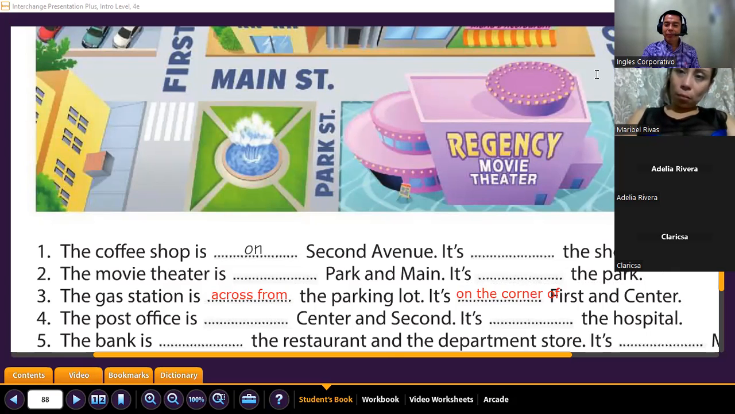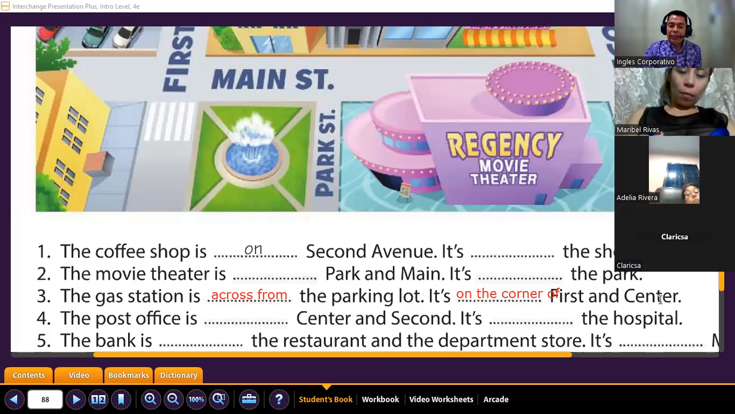Siempre me sale un poco movido ahí, pero creo que sí lo entiende, ¿verdad? Dice, the gas station is across from the parking lot. Ahí vean el mapa ustedes, porque aquí no me puedo mover. It's on the corner of First and Center. You see? Good. Repeat after me, please. The gas station is across from the parking lot.